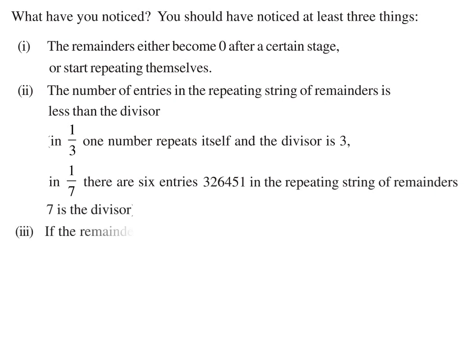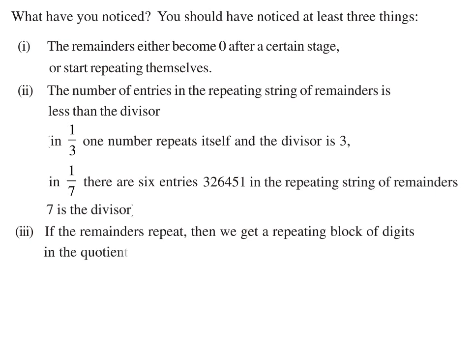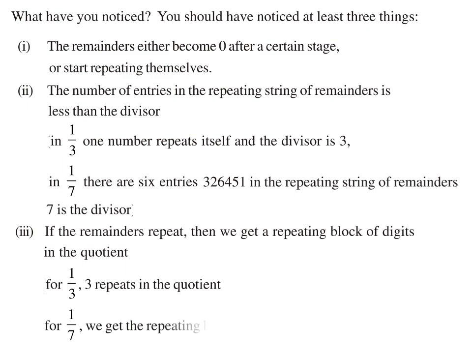The third one: if the remainders repeat, then we get a repeating block of digits. So what will happen in the quotient? We will also get the repeating blocks of the digits in the quotient. For example, in 1 by 3, 3 is repeated in the quotient, as you can see in the previous question. And for 1 by 7 we got the repeated block 1, 4, 2, 8, 5, 7 in the quotient. So what do you have to notice about it?